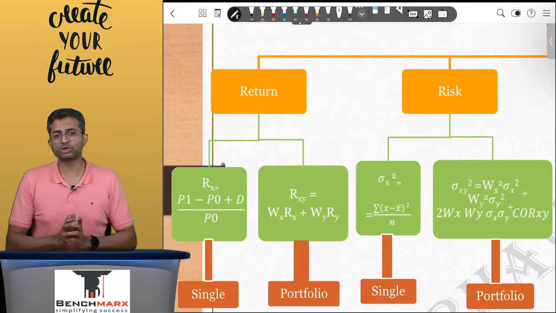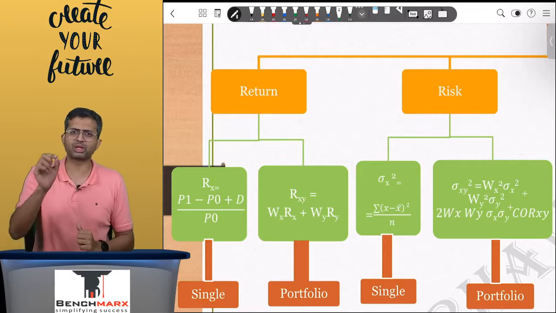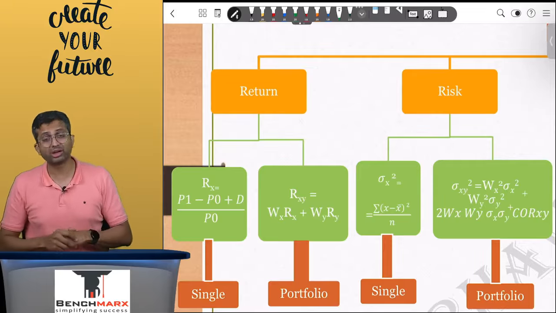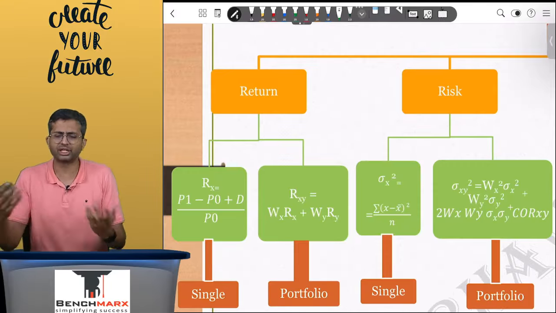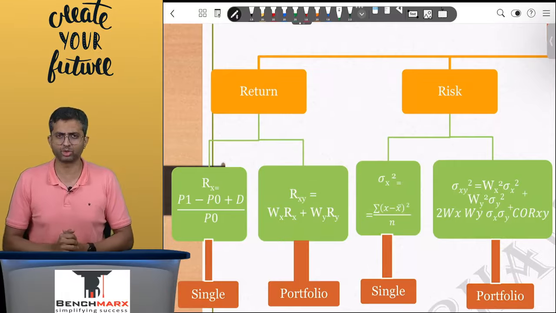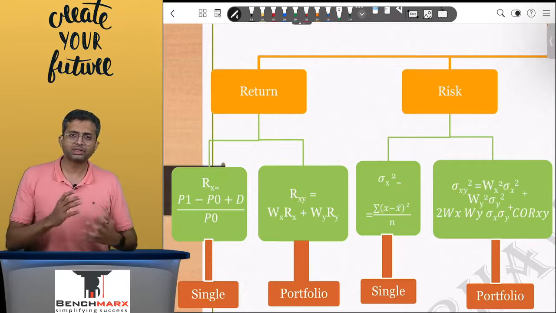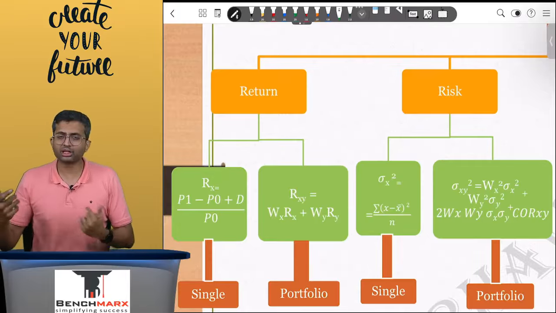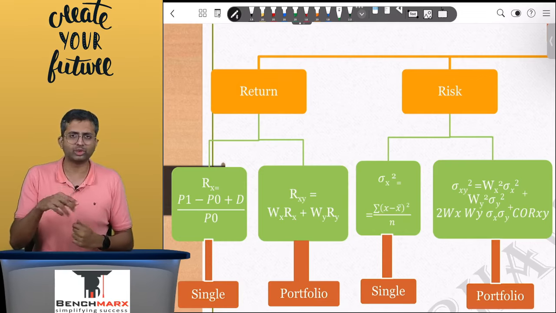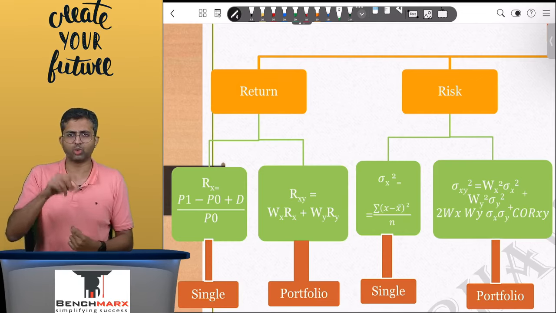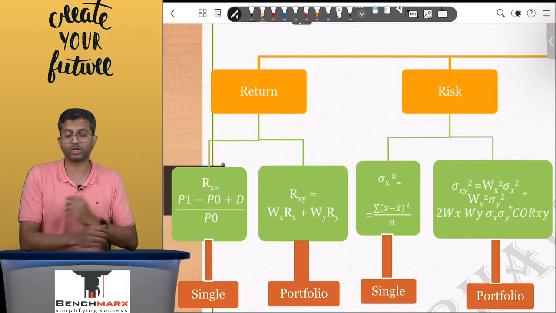So the return is calculated for a single security as (P1 minus P0 plus D) upon P0 into 100, where P1 is the price at the end of the first year, P0 is the price today, and D is the dividend or distributions or the cash flows during the year. If this is for a period which is greater than 1 year, you can use simple interest concepts, like if it's for 3 years, you can do into 1 by 3. Or if it is for less than 1 year, you can annualize it.